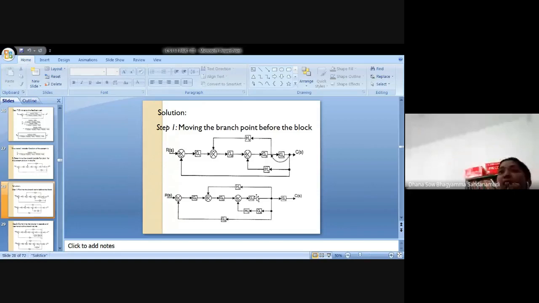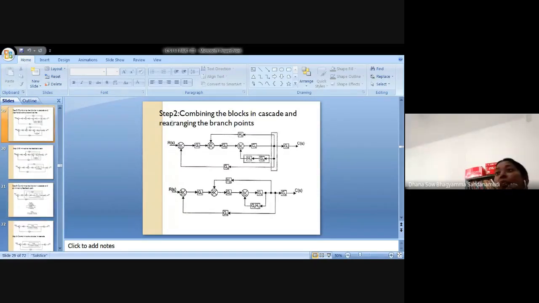Let us see what I have done. Combining the blocks in cascade, rearranging the branch points. Very good. What I spoke, I have done the same thing here. See, G4 and H1 are in cascade, so multiply the gain values of G1 and G4 and H1. And just split these branch points. All are meeting at the same point, so just split them. Now it is very easy and simple.